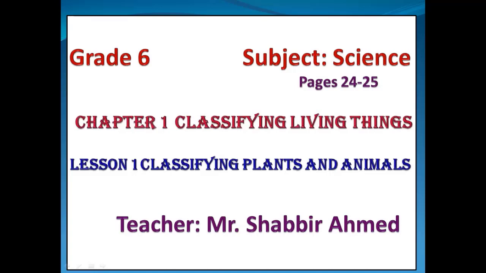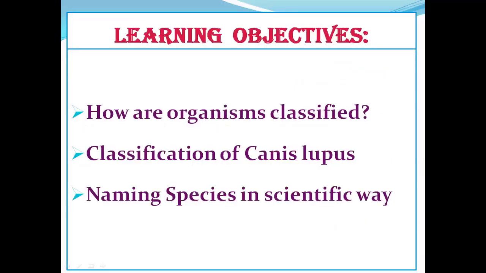Today we are going to discuss the first lesson, classifying plants and animals, from Chapter 1, classifying living things. We are going to see pages 24 and 25. Please open the book to pages 24 and 25.